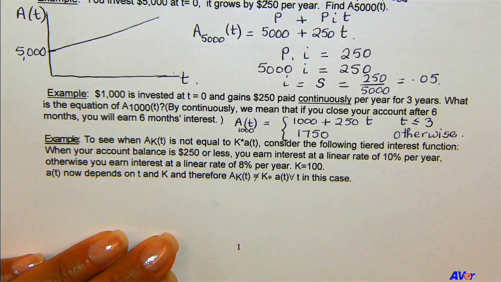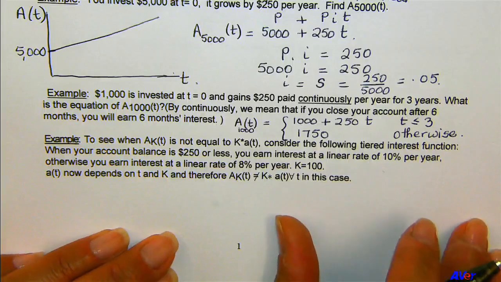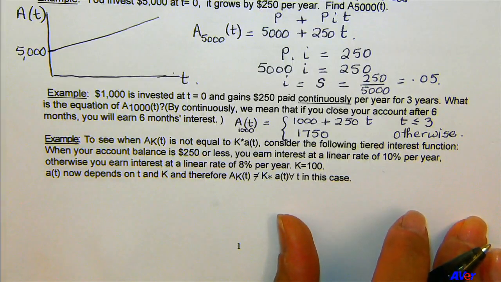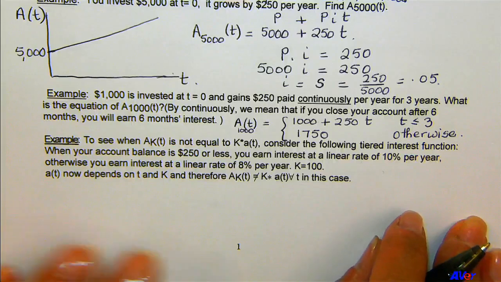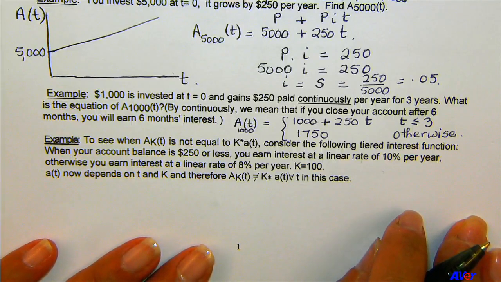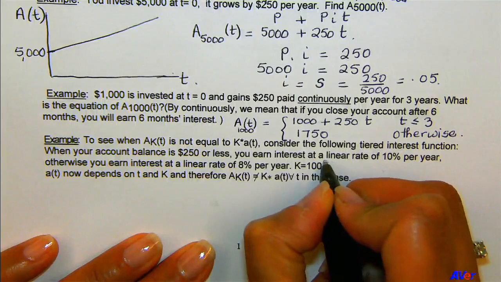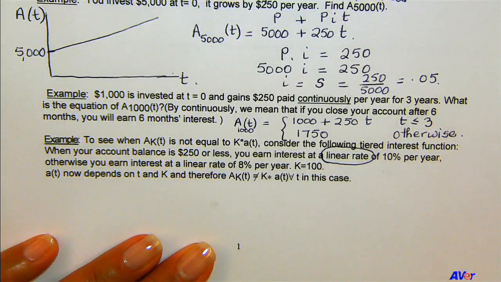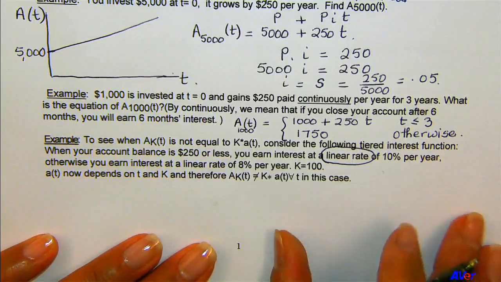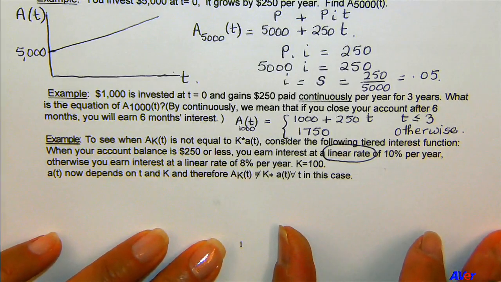To see when A K of t is not equal to K A of t, consider the following tiered interest function. When your account balance is $250 or less, you earn interest at a linear rate of 10% per year. Linear rate. So let me circle that so that I know to use simple interest. Otherwise, you earn interest at a linear rate of 8% per year. K is equal to 100.